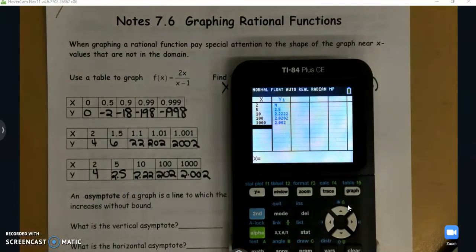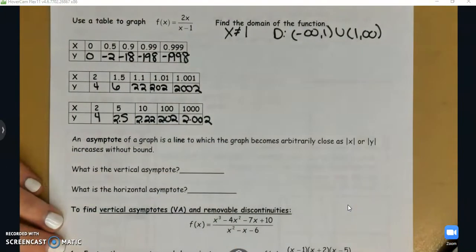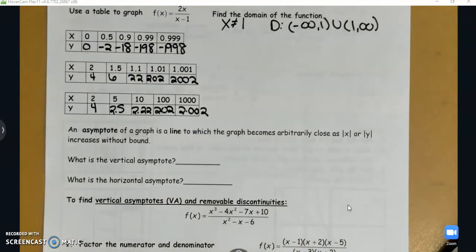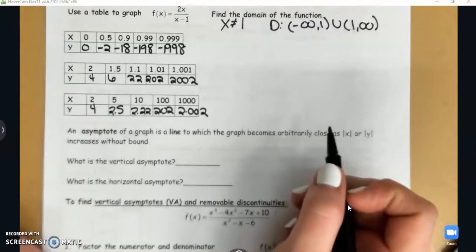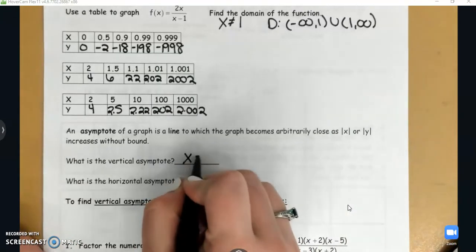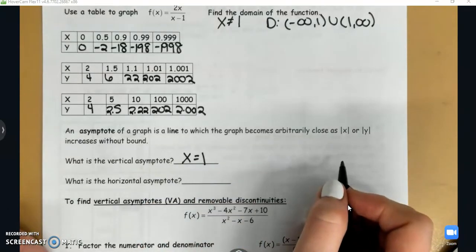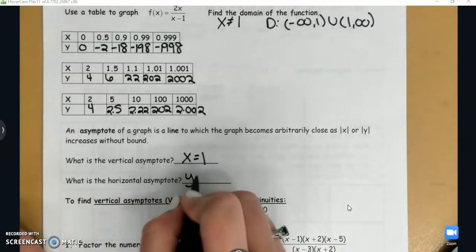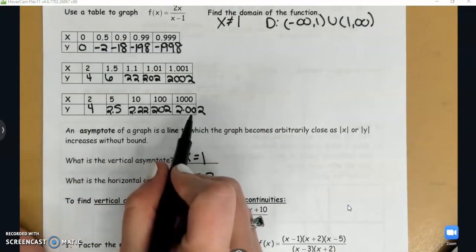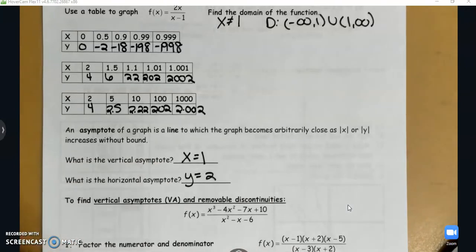So what we have here are boundaries on our graph, and we call those asymptotes. They're these invisible lines that our graph gets close to but never crosses. So our vertical asymptote would be those x values that it could not be, which was 1. So x equals 1 was our vertical boundary for this graph. And our horizontal boundary would be y equals 2, that number that it's getting really, really close to, but never quite touching. So that's what our vertical and horizontal asymptotes tell us. They tell us the boundaries of our graph.